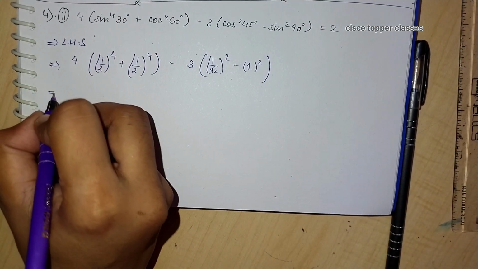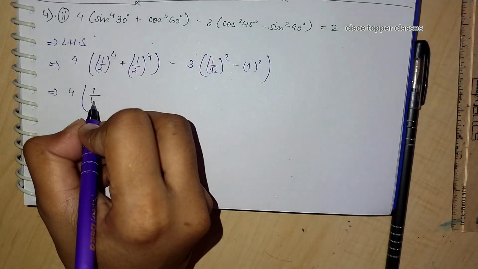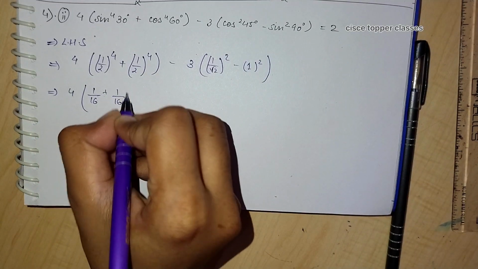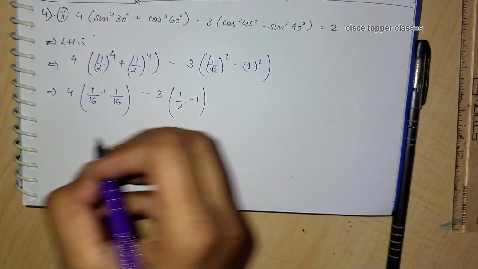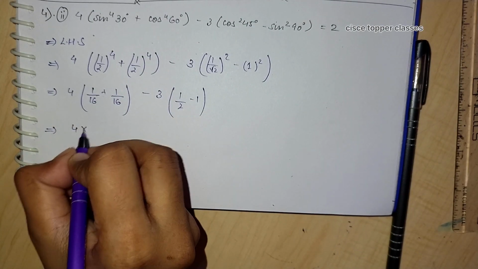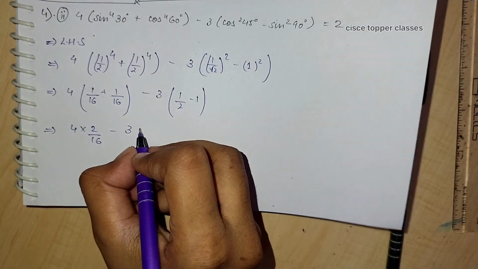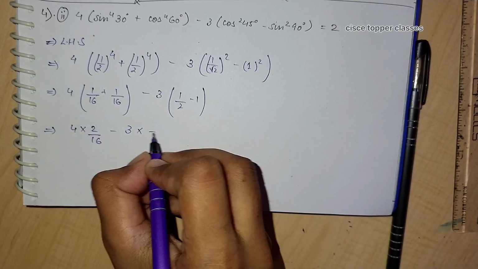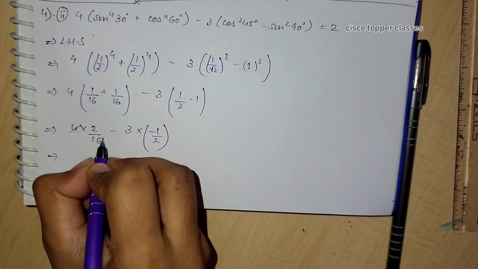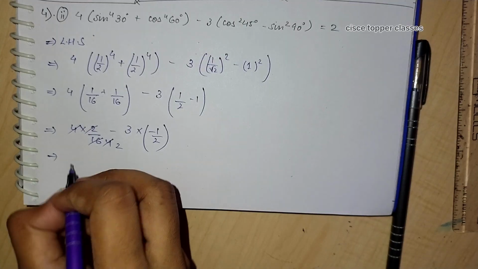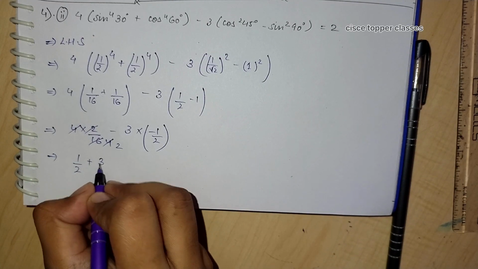So on solving this part we can write 4, 1 by 16 here plus 1 by 16 minus 3, here we can write 1 by 2 minus 1. So this will be 4 into 2 divided by 16 minus 3. On taking LCM, this will be into minus 1 by 2 here we can write. So on solving this, this will be cancelled out by 4 and this will be cancelled out by 2. So 1 by 2 minus or plus 3 by 2.